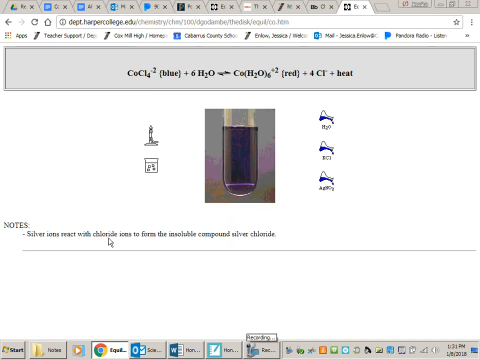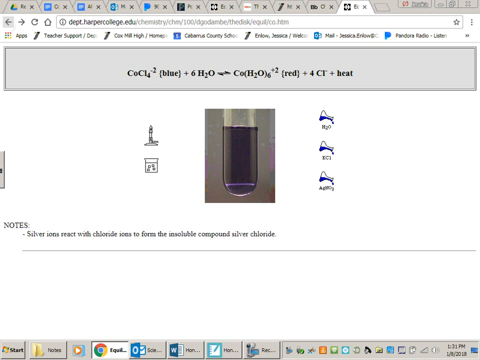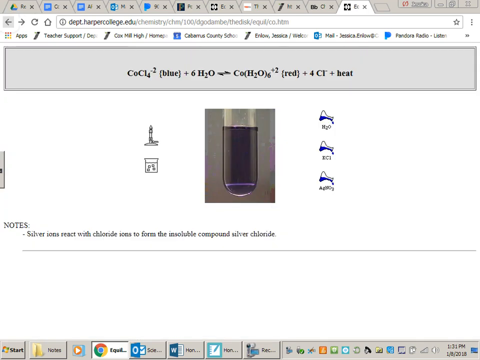So I click the cobalt one. Here's the reaction. You can see the first one is blue and the second one is red. If you're colorblind, have a friend help you, but otherwise you should be able to see some color changes. If you hit the heat button, it gives you some color changes. If you hit the ice bath, it gives you some color changes. And these others will give you other color changes.